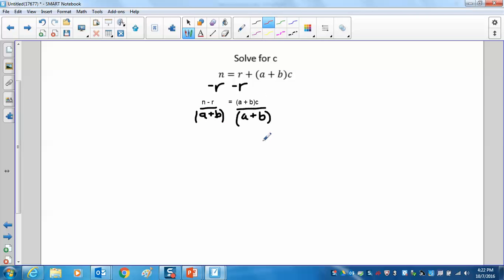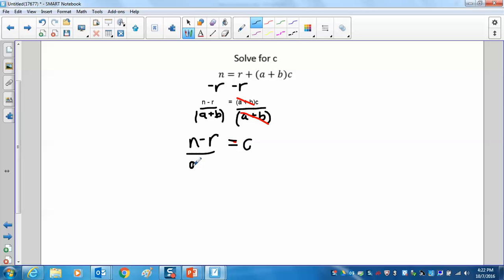So what we'll notice here is that when we divide by a plus b, the term a plus b on top cancels out with the term a plus b on bottom, or I should say the factor a plus b. So what we're left with on the right is just c, which is what we wanted. We wanted to get c by itself. On the left, there's no algebra to do there. We can't do any addition, subtraction, or division. So we're just going to write our answer as n minus r over the quantity a plus b.